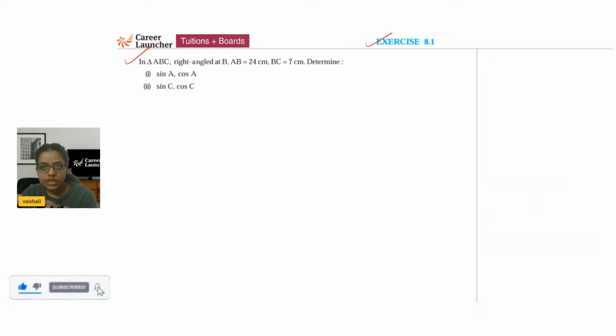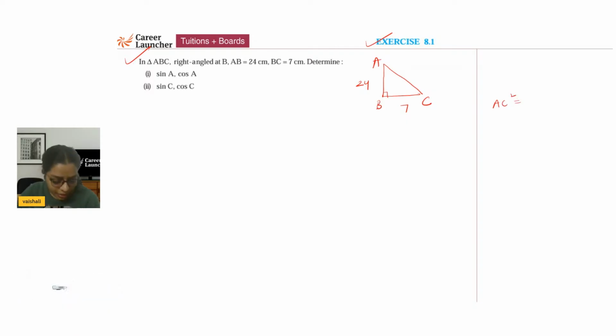Let's read the question carefully and हम दोनों parts को solve करेंगे साथ में बैठ के. So in this question, we have in a triangle ABC, right triangled at B. So let's draw a triangle ABC जहाँ पे 90 degree बन रहा है at B. So we have ABC such that AB is 24, my BC is 7, and AC आप calculate कर सकते हो Pythagoras theorem से, right? So hypotenuse क्या है?